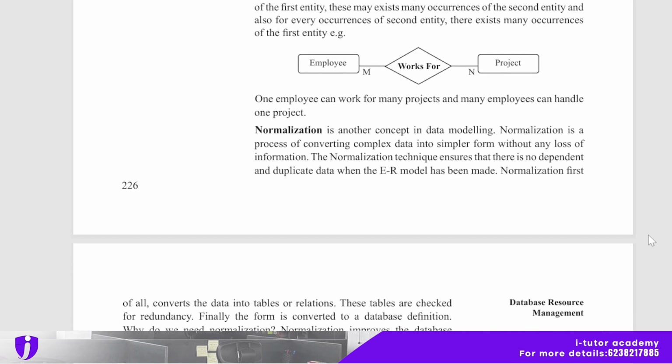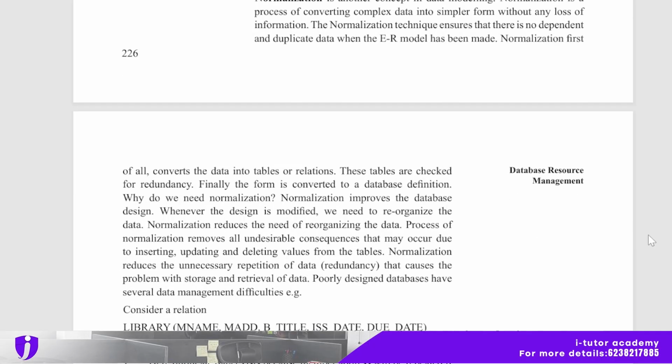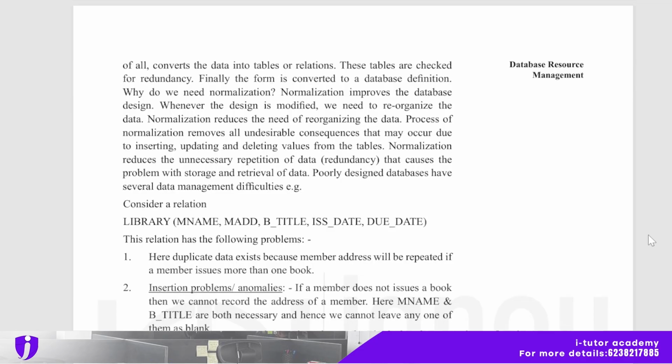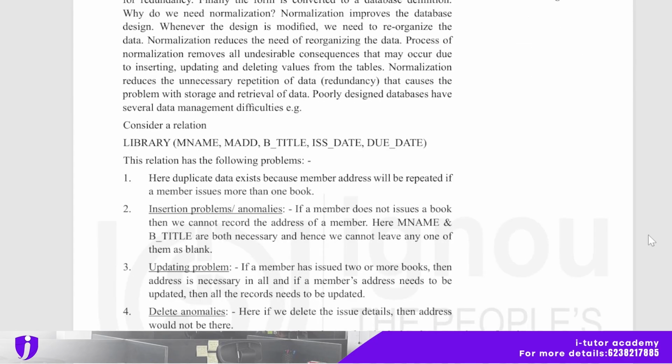Normalization is another concept in data modeling. Normalization is a process of converting complex data into a simpler form without any loss of information. Next is this relation, which has the following problems. In the library example, duplicate data exists because the member address will be repeated if a member issues more than one book. There are insertion anomalies: if a member does not issue a book, then we cannot record the address of the member.